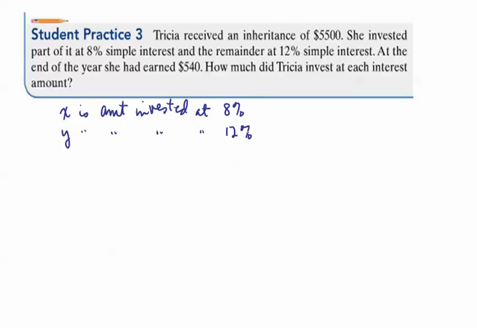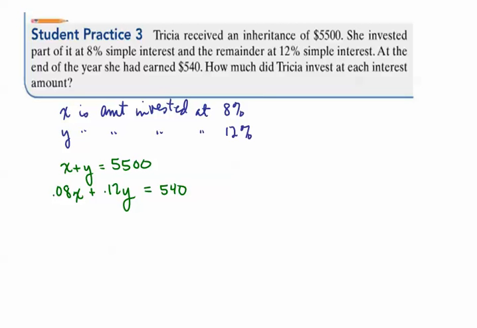What do we know? We know she had a total of $5,500 to invest, and so we have our first equation, x plus y is equal to 5,500. Second of all, we know that she earned a total of $540 in interest. We multiply 8% times the money invested in that account plus 12%, 0.12, times the amount invested in that second account, and those two interest amounts together have to total $540. You know the deal.